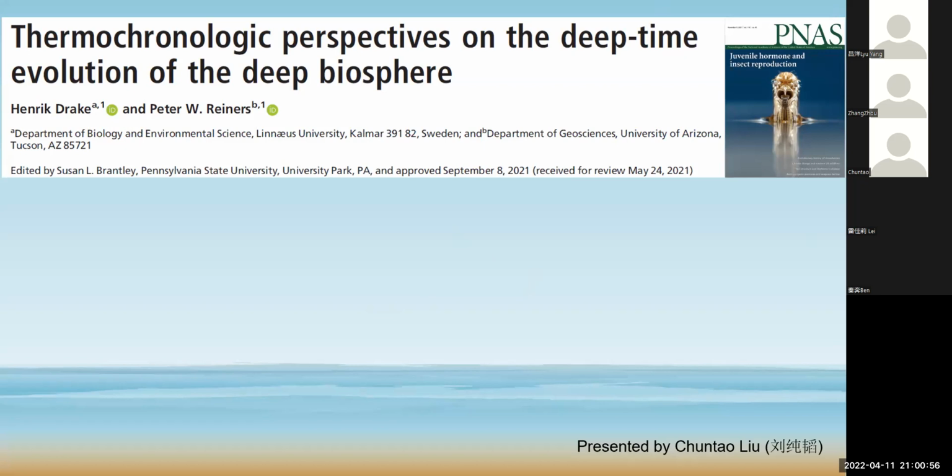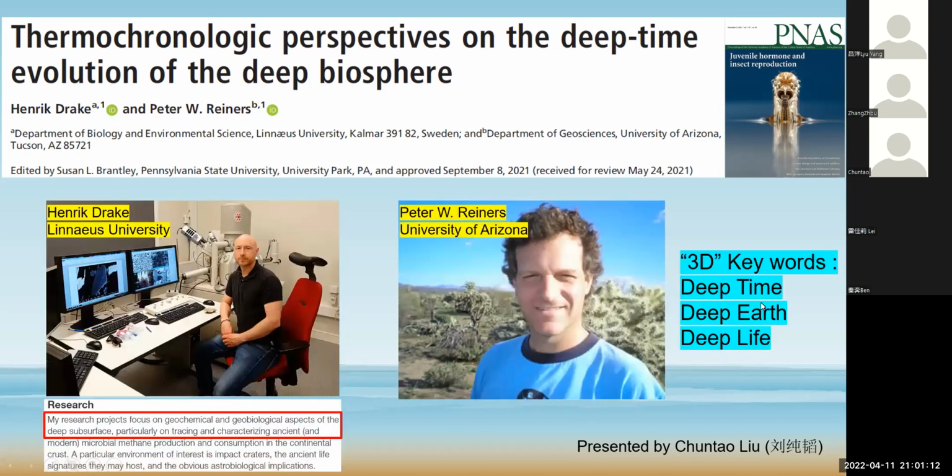So for this paper, the origins and evolution of life is one of the most important and exciting scientific questions in science. This paper tries to explore the deep time evolution of the biosphere, because we could use the 3D dimension, that is deep time, deep earth, and deep life.